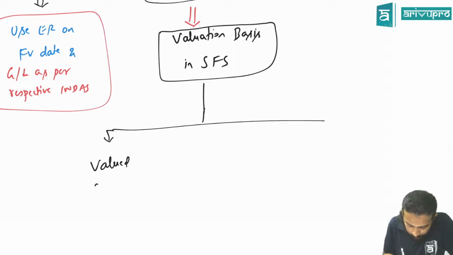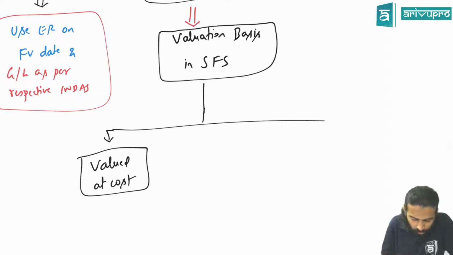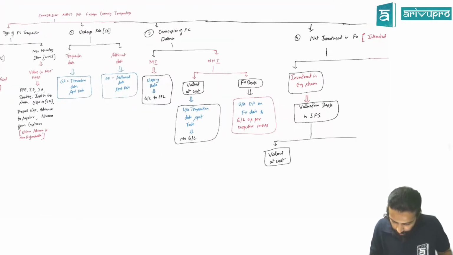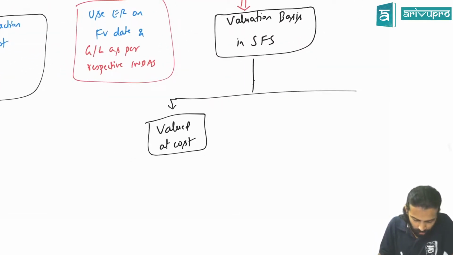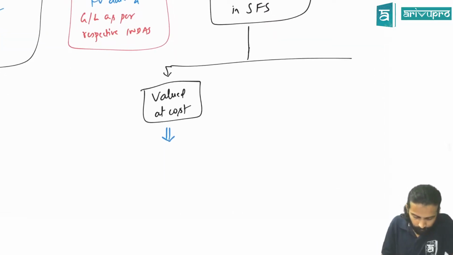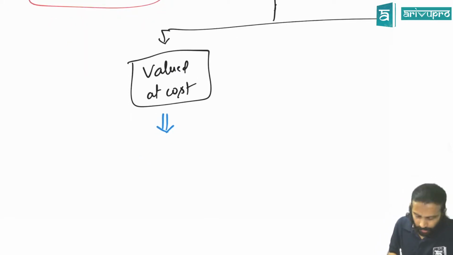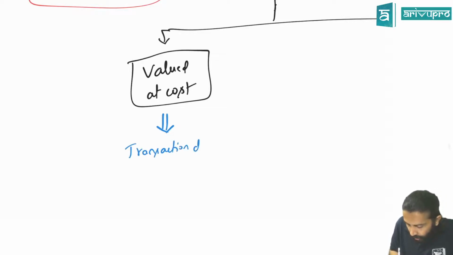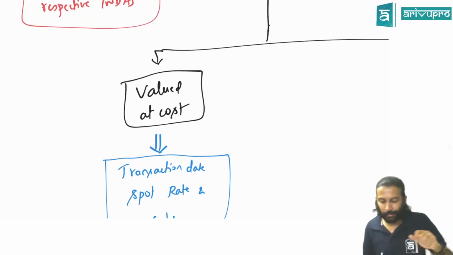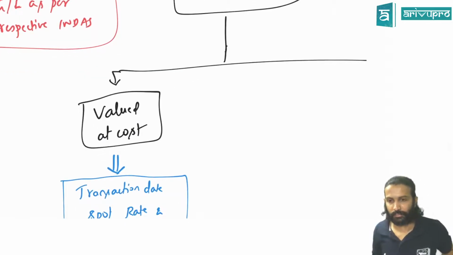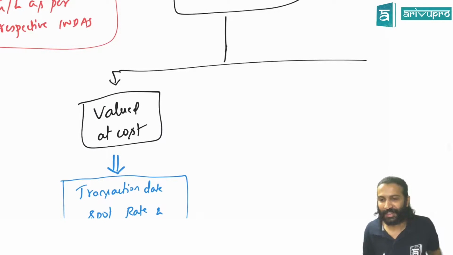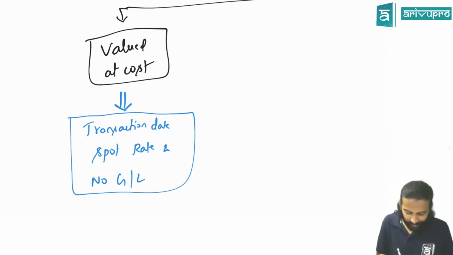Valued at cost. In SFS, if it is valued at cost, then transaction date spot rate, and no gain or loss if it is valued at cost. Is this chart looking fine? It is the same as a non-monetary item, because in the parent's financial statements, investment in equity shares is a non-monetary item. How will you value it? If it is valued at cost, you use the transaction date spot rate and no gain or loss.